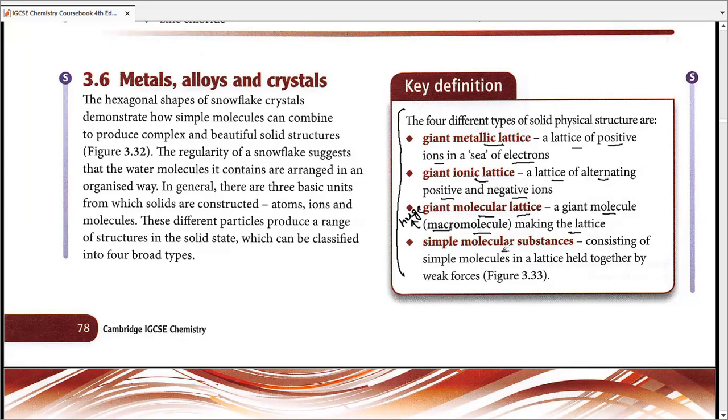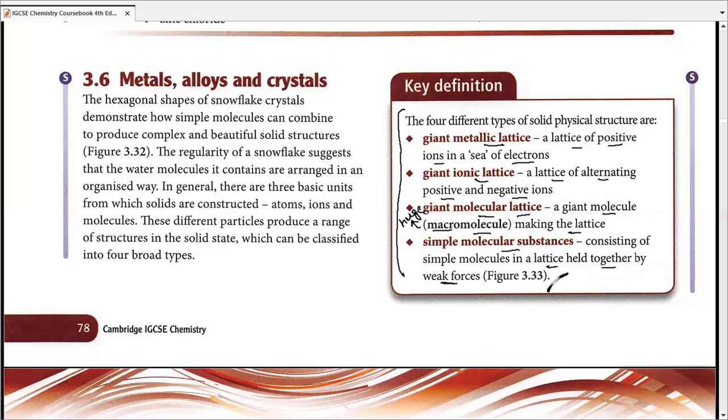The last one are simple molecular substances. Since they're molecules, they are simple ones, they're small, they're made up of a very easily countable number of atoms. So actually they're not in a lattice, they're in a structure where they're held together by weak forces of attraction, which we usually overcome with a little bit of heat. That's why their melting and boiling points were low. That's why they were usually gases or liquids at room temperature. But since they're talking about the solid ones, we're going to consider the solid ones in this portion.